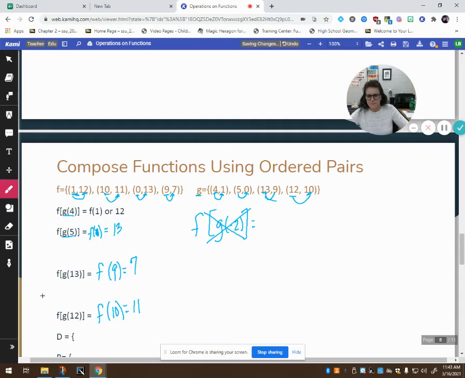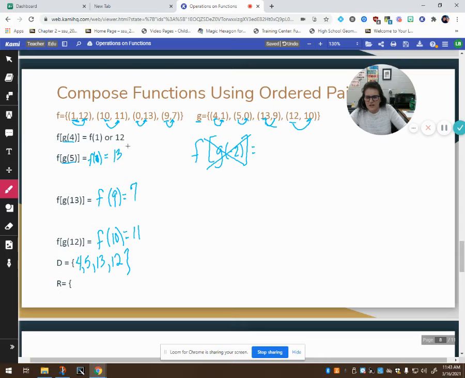So our domain for this given function is all of the values that we put in. We put in 4, 5, 13, 12. So our domain is 4, 5, 13, and 12. We couldn't use the negative 2 because it wasn't a part of our ordered pairs. And my range is the output that I got. Well, my output is 7, 11, 12, and 13. So my range is 7, 11, 12, and 13.